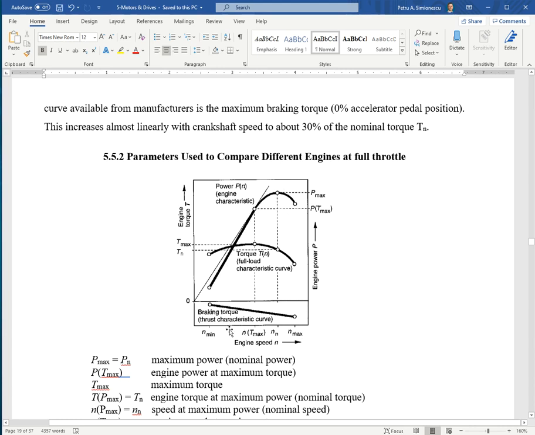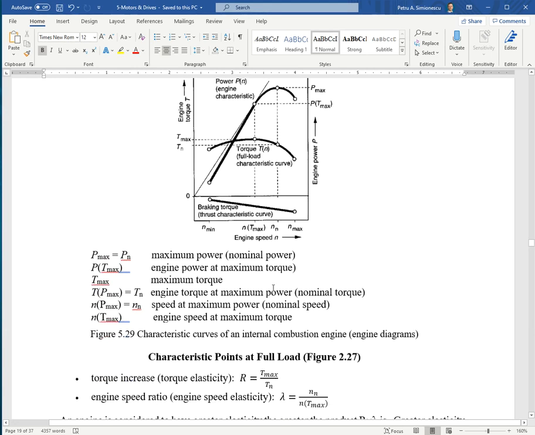Also provided is the braking torque, also called thrust characteristic curve. It's good for engine brake analysis. So we identify the maximum torque, there's a maximum power, there's the torque at maximum power, and the corresponding RPMs. So RPM at maximum power, RPM at maximum torque, all used in analysis.